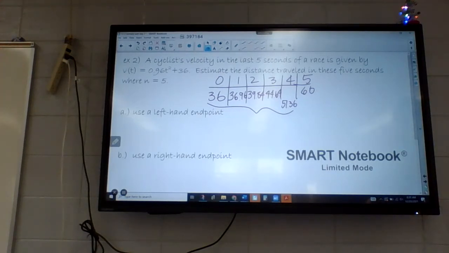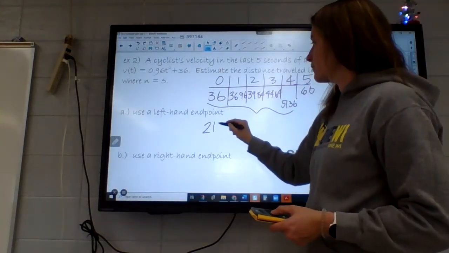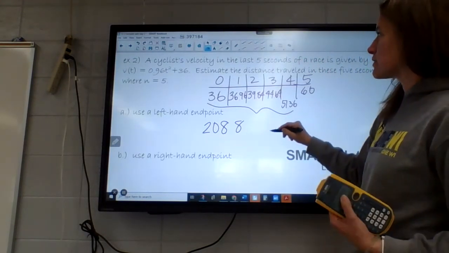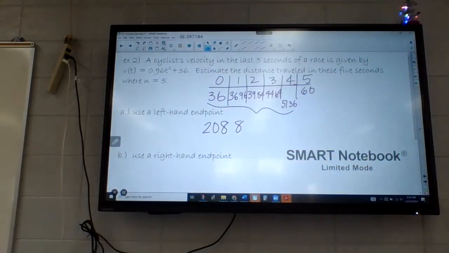I don't trust myself. Did you get 208.8? Yeah. And then it's the distance traveled. I guess they don't tell us the units. I'm assuming meters or something.